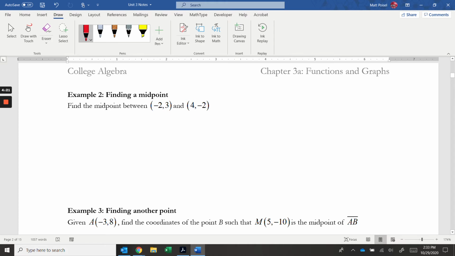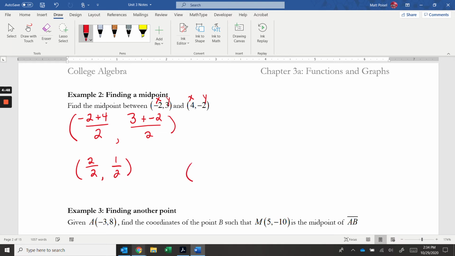So here's our example 2. Find a midpoint between these two. Again, I know my answer is going to be an ordered pair. So I'm going to take x, here's an x, here's an x, x plus x divided by 2, and then y plus y and divide it by 2. -2 plus 4 is 2. 3 plus -2 is 1. I probably should go ahead and reduce the 2 over 2. Let's leave it as 1. The 1/2, let's just leave it as 1/2.